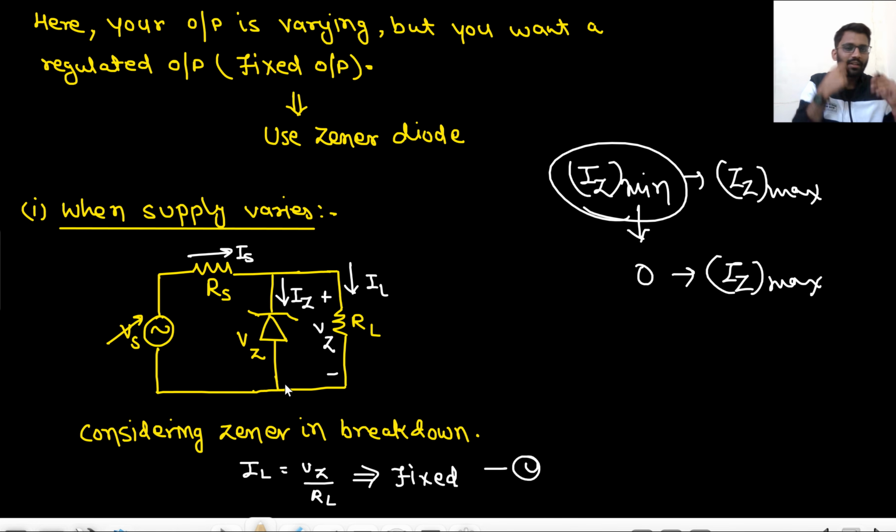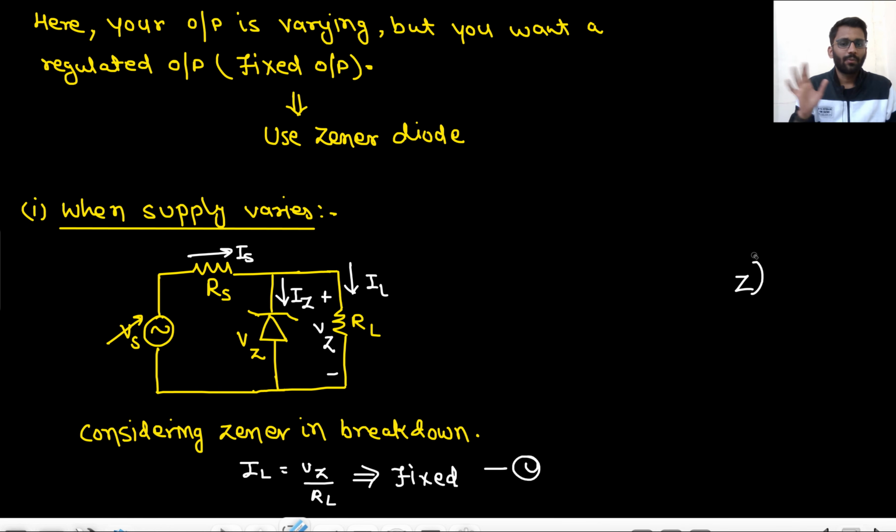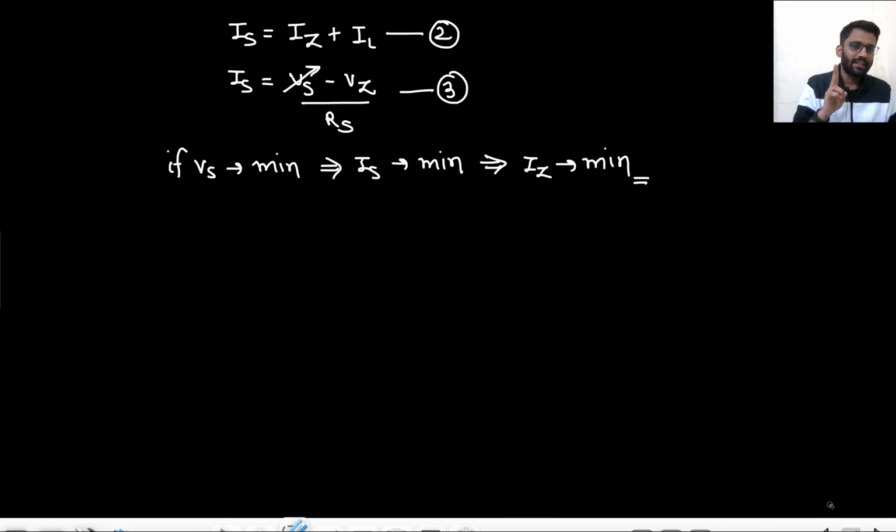Now, how much current will be flowing in the Zener depends on the supply. So when RL is fixed, if the current in the Zener is minimum, that means the supply is minimum. Are you able to take this point? Load is fixed. If the current in the Zener is minimum, that means the supply is minimum, because the supply will provide the minimum IS current, and if IS is minimum, then IZ will be minimum. Are you getting my point or not? This is the most important point of this chapter. Only 2 points are there. If you know these 2 points, you will be able to solve any problem of Zener diode.